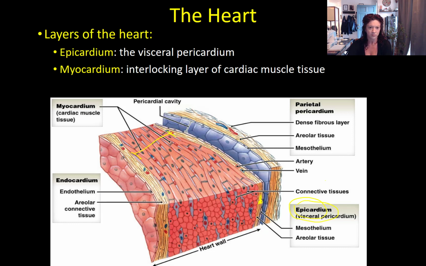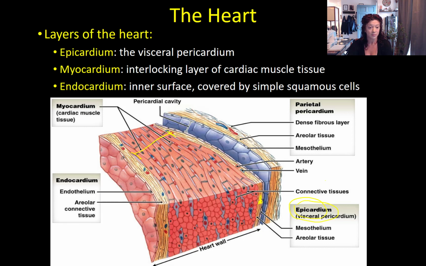The endocardium is the inner surface of the heart. This is what actually shows up inside your heart chambers. This would be the surface inside, say, the atrium. It's covered by simple squamous cells. Remember, squamous cells line the insides of cavities, and your ventricles and atria are definitely cavities. They're open spaces.